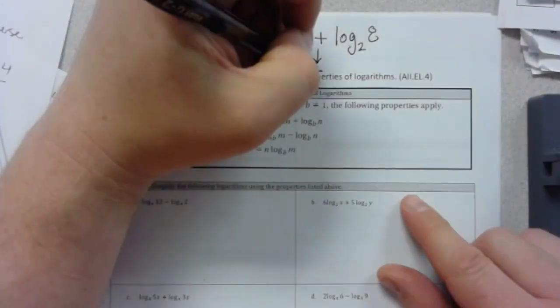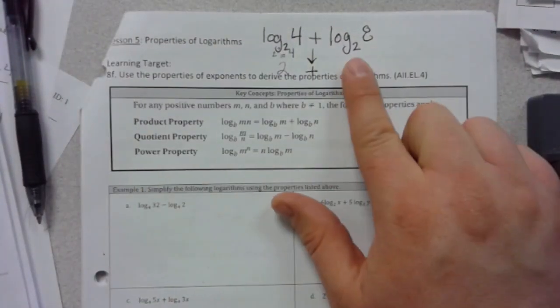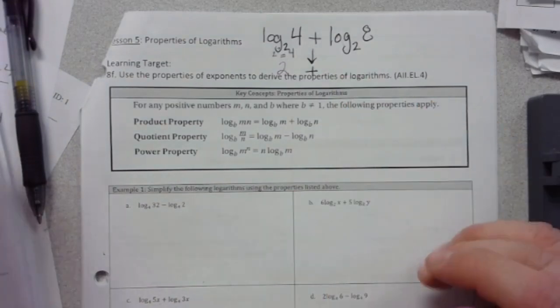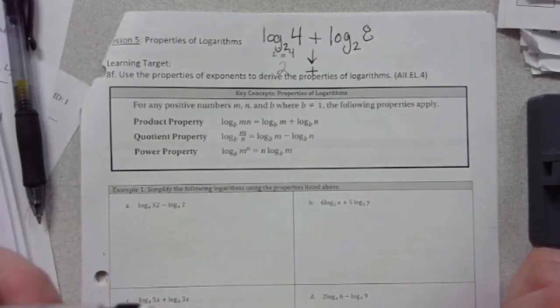Carson, log base 2 of 8. Any thoughts on what that might be? 3. It is 3. Remember, 2 to what power is 8? Good job, Carson. It is 3. Thank you, Maren, for having that.